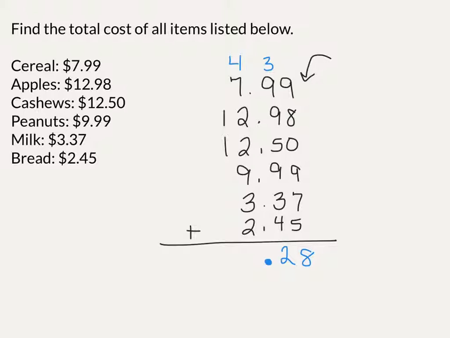And now we'll add up the values in the next column, which is 4 plus 7 plus 2 plus 2 plus 9 plus 3 plus 2, and that gives me a value of 29. So I'll write down the 9 and carry the 2. Lastly, we'll add 2 plus 1 plus 1, which gives us a value of 4. So my total cost is $49.28.